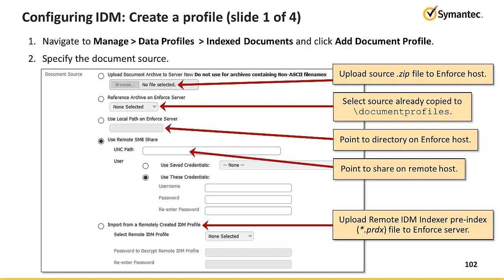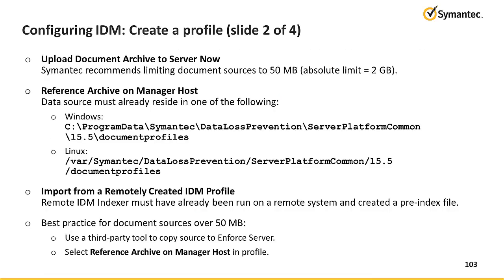Next, select the method for referencing the data source. You have three options for referencing the data source. First, you can upload Document Archive to Server Now, where this option will copy the document source, a zip file containing the documents, to the Enforce server. Click the Browse button to locate and select the data source, and then click Upload Now.